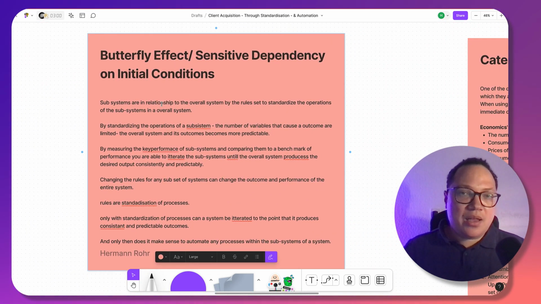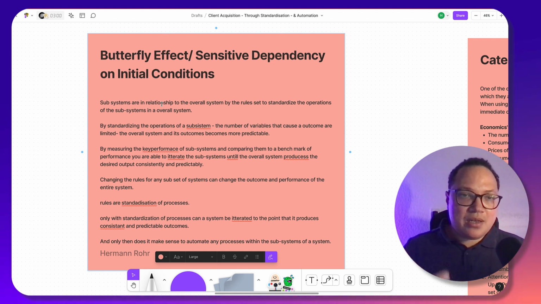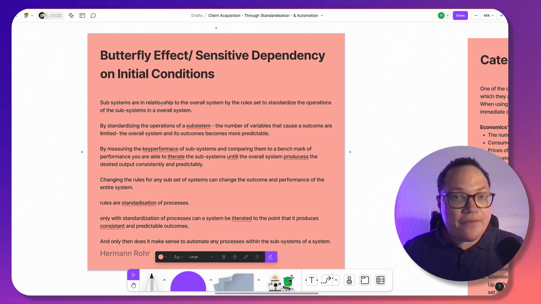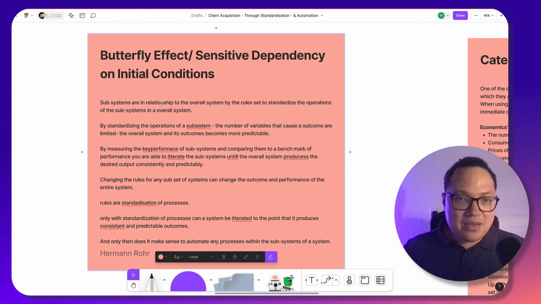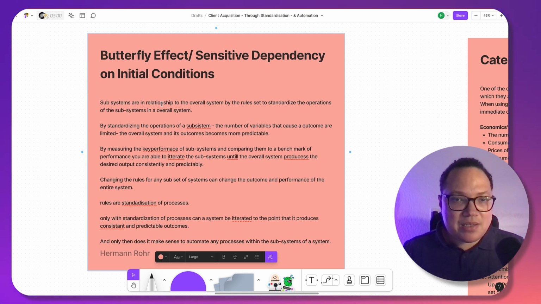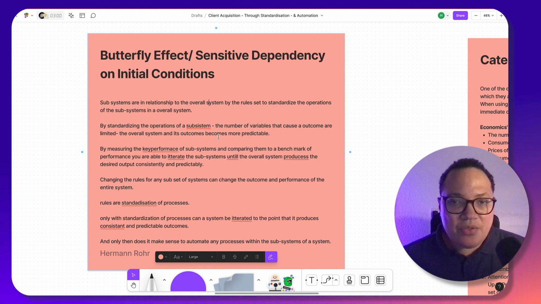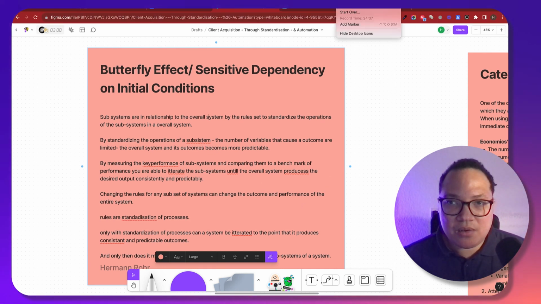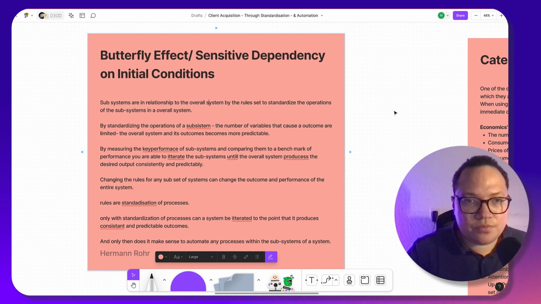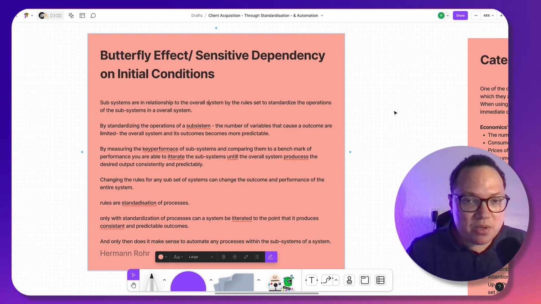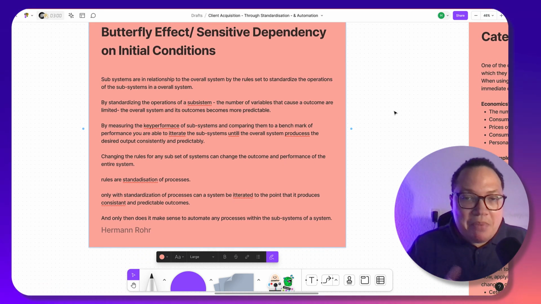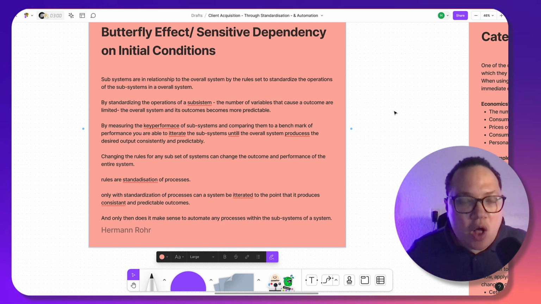And what's important as well, in this process, is the sensitive dependency on initial conditions. This basically means that subsystems are in relationship to the overall system by the rules set to standardize the operations of the subsystem in an overall system. And so there are these connections between your digestive system, your metabolism, your cardiovascular system, and your nervous system. And it's basically by measuring the key performance of your subsystems that you can get feedback on the overall health condition of your system.